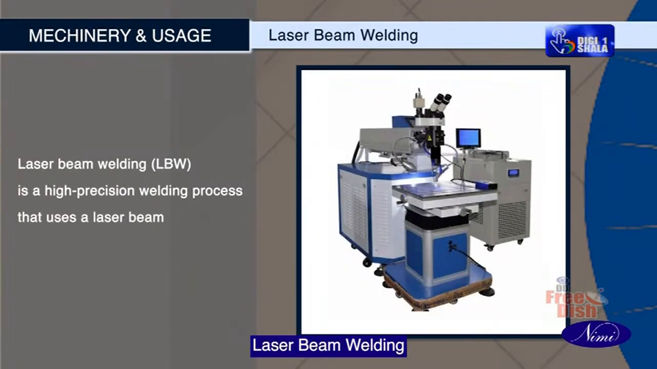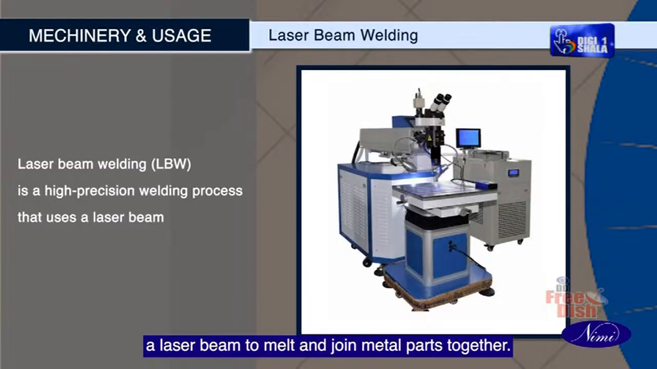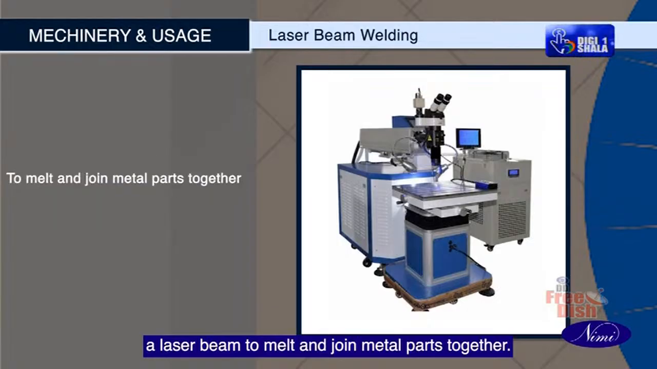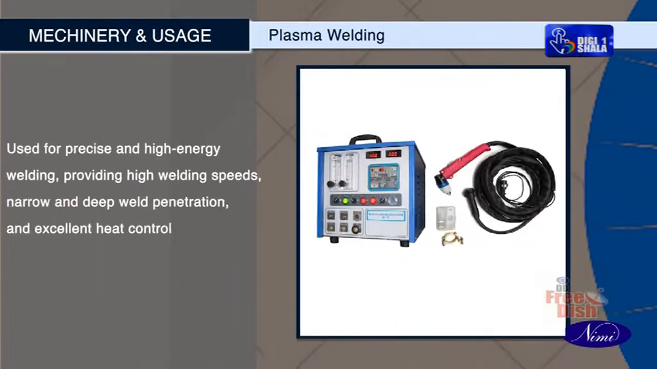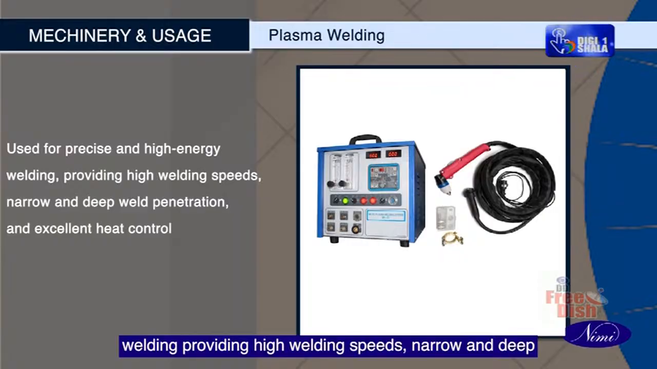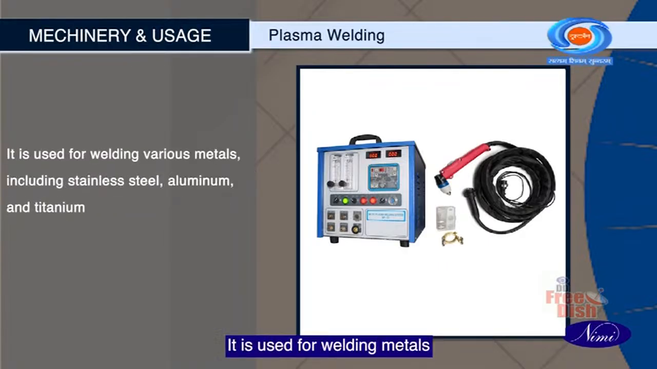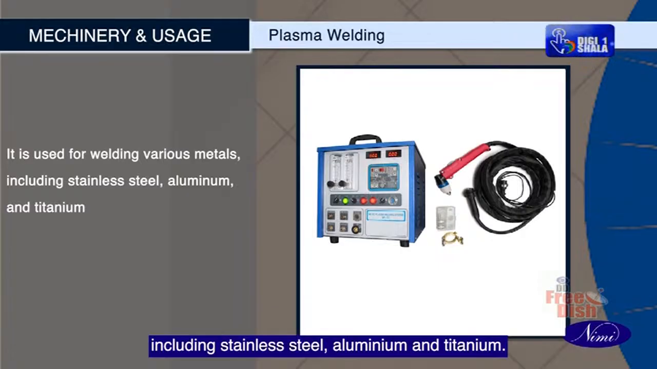Laser beam welding. Laser beam welding, LBW, is a high-precision welding process that uses a laser beam to melt and join metal parts together. Plasma welding. Used for precise and high-energy welding, providing high welding speeds, narrow and deep weld penetration, and excellent heat control. It is used for welding metals including stainless steel, aluminum, and titanium.